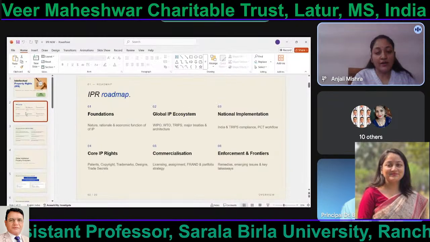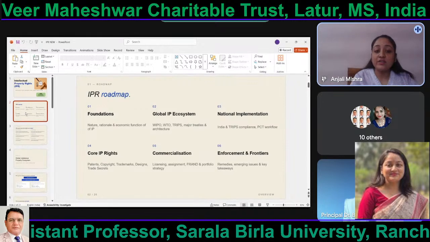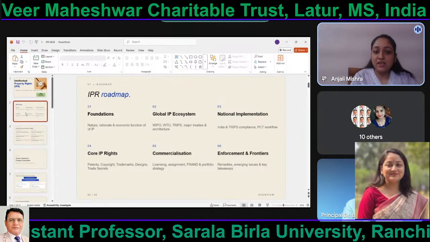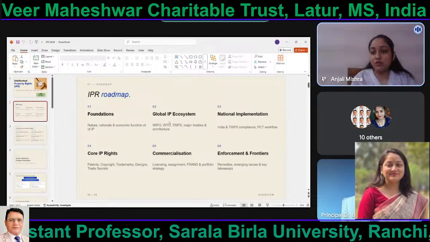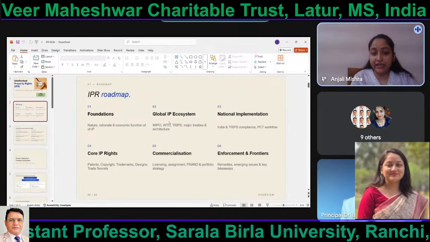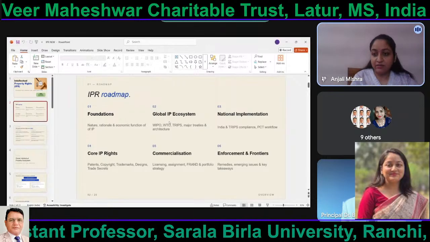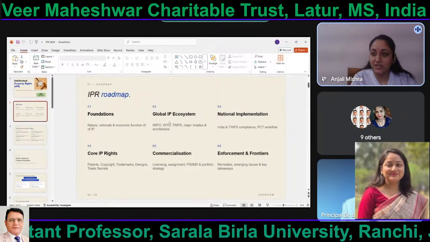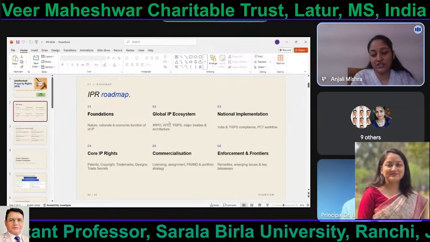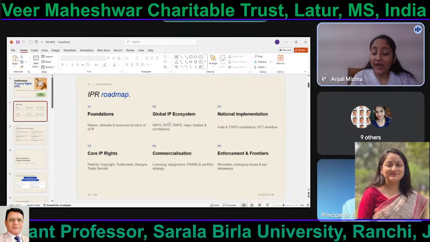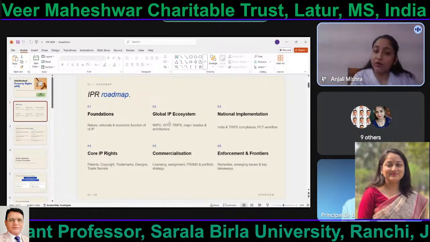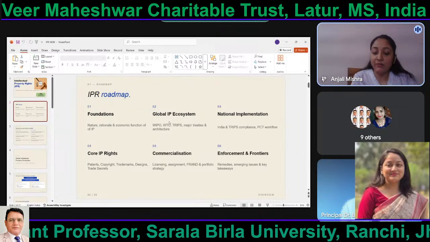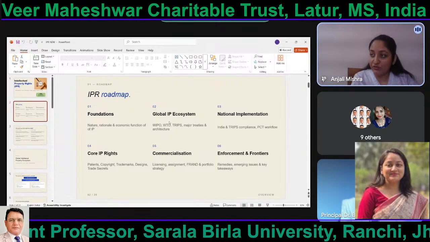So as I was saying, we will be discussing in detail what initially led to the foundation of IPR, then a basic global ecosystem of IPR. Then we will also focus on the implementation of IPR in India and the core aspects of IPR that we generally study, that is patent, copyright, trademark, industrial design, trade secrets, geographical indication, and many more. We will also see how technology transfer and commercialization take place, right from ideas to actually implementing them for the common masses.